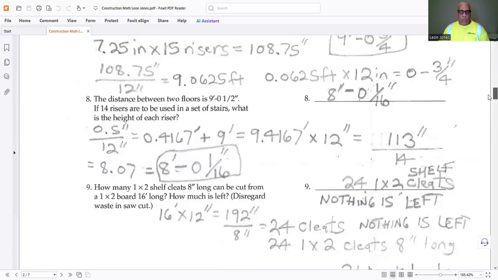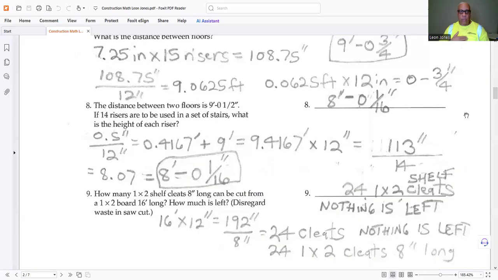Going back to number 8 here, the distance between two floors is 9 feet, 1/2 inch. So if 14 risers are used in a set of stairs, what is the height of each riser? So I have 14 risers. Basically, again, I took the 1/2 inch and converted it into feet and added it to the feet. What I got was 9.4167 times 12. I converted everything into inches and divided it by 14, because I have 14 risers.